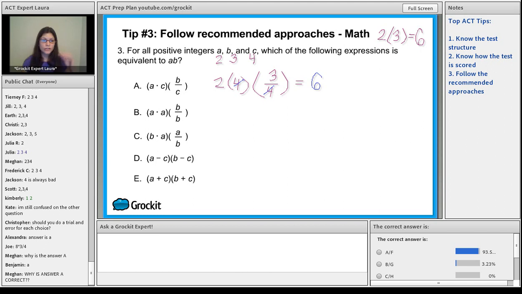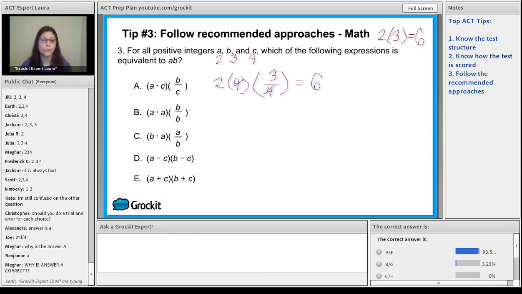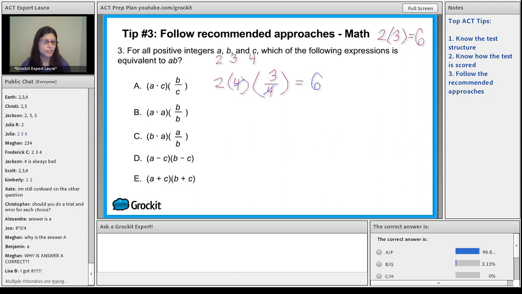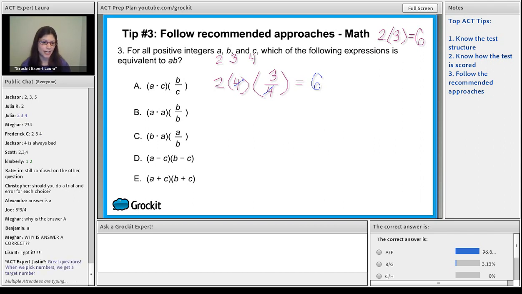So if you want to use algebra, 100% fine. If you want to use picking numbers, go for it. If you want to stand on your head and do it, sure, while you're practicing, just not during your actual test day. Aced it, that's right. Frank, good question.